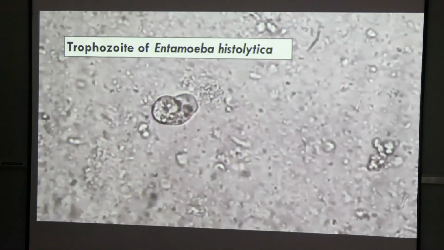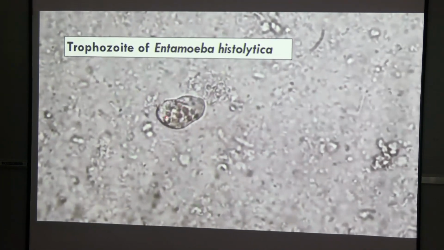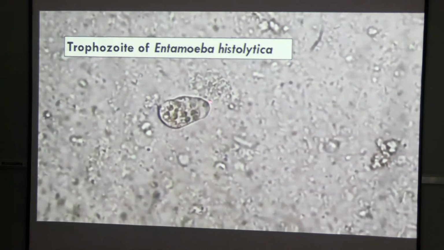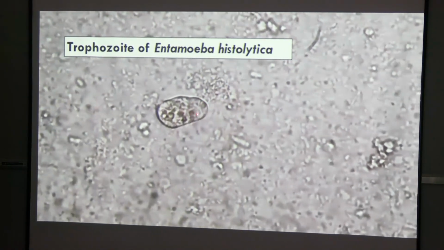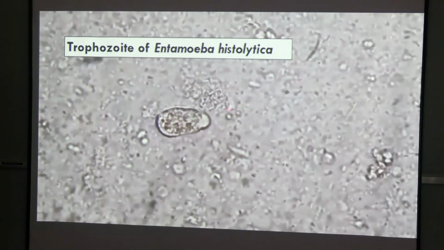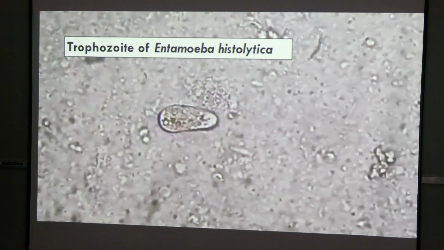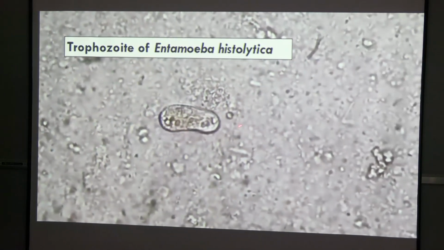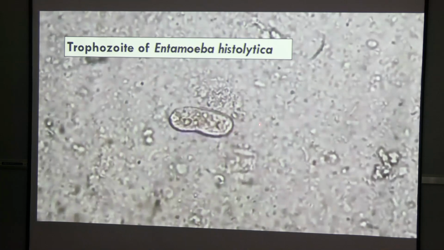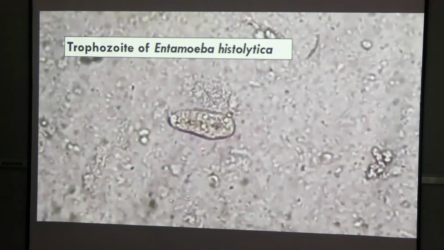So here you can see the trophozoite of Entamoeba histolytica. Okay, you can see how it is creating a pseudopodia. The pseudopodia is responsible for its motility. Mainly it is for motility. It can also digest other food particles or RBCs.